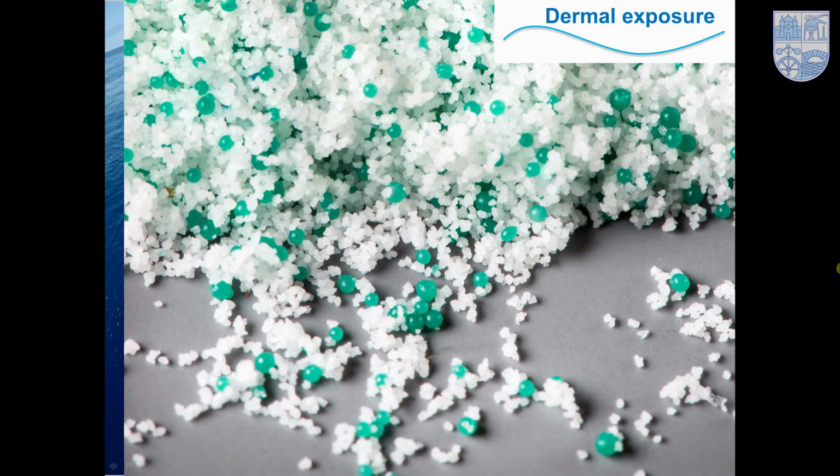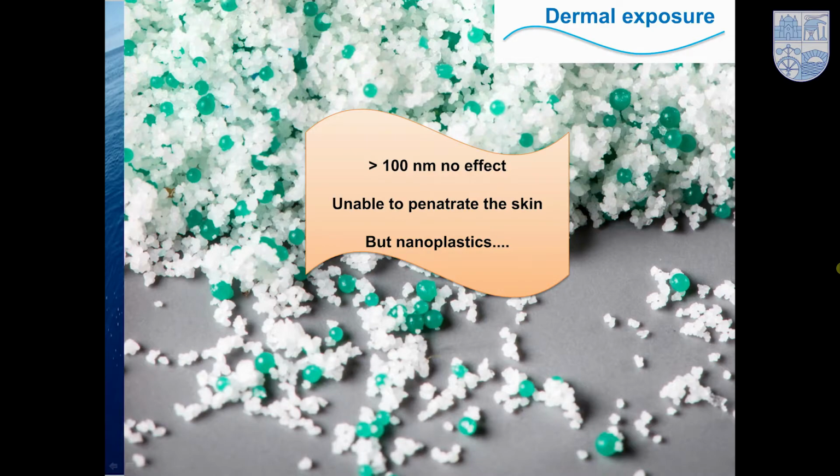The next form of interaction on potential human uptake is through dermal exposure. This figure here shows microbeads that are incorporated into body scrubs and other cosmetics. They can vary in size, but most of the body scrubs contain plastics that are greater than 100 nanometers. Because of that, there's going to be no effect on dermal exposure because they can't be absorbed through the cell boundary. However, smaller fragments, the nanoplastics, have the potential to penetrate the skin, and therefore they can cross the cell boundaries, and we might see uptake there.